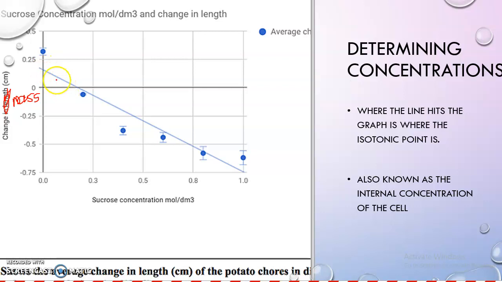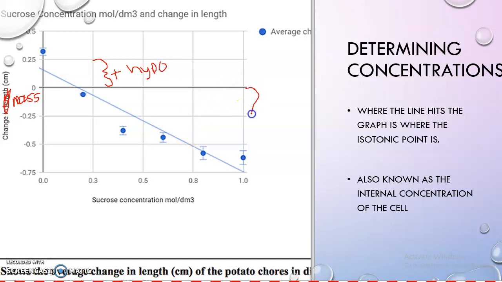So if you have a positive change in mass, what that means is that you are gaining mass. And if we think back to our last two graphs, you gain mass when it is in a hypotonic solution. So if our line here is above 0 or has a positive change, then you have a hypotonic solution.